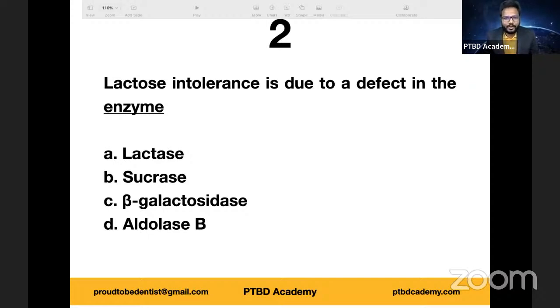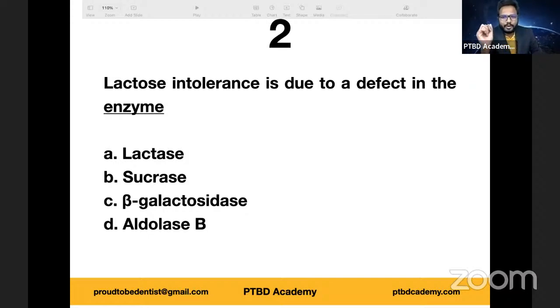See, in our live sessions, we'll also have multiple correct answer questions, multiple right answer MCQs. So you can expect them as well. Those who are attending our live sessions might have got used to the same. So which enzyme is responsible for lactose intolerance?